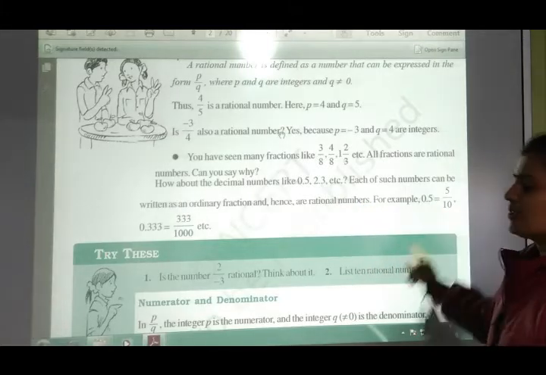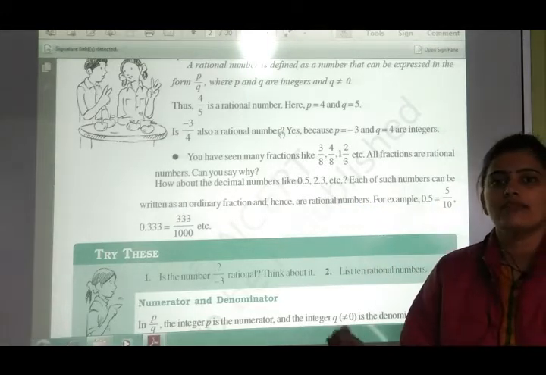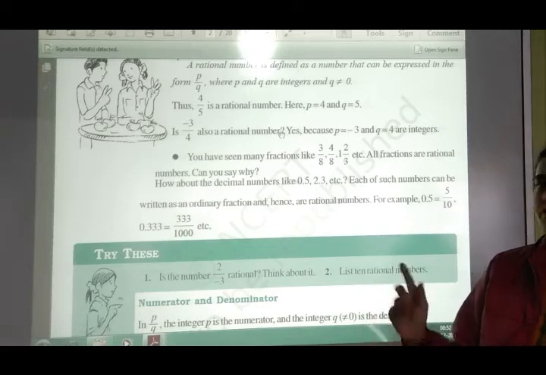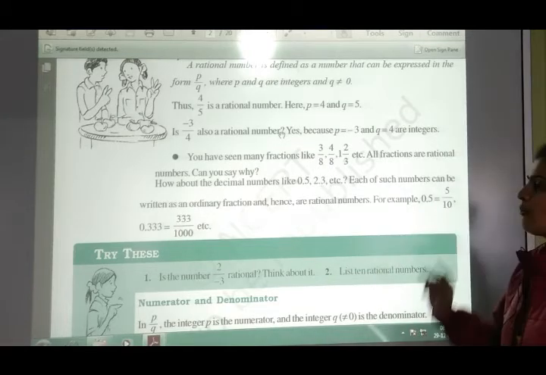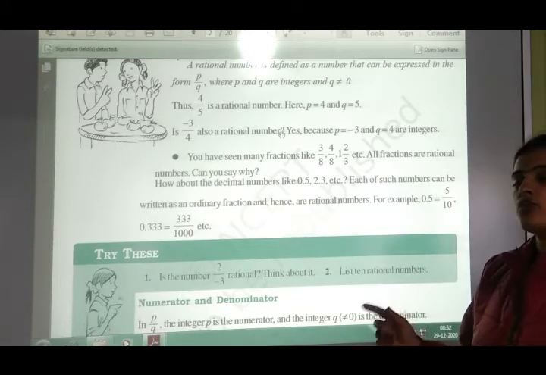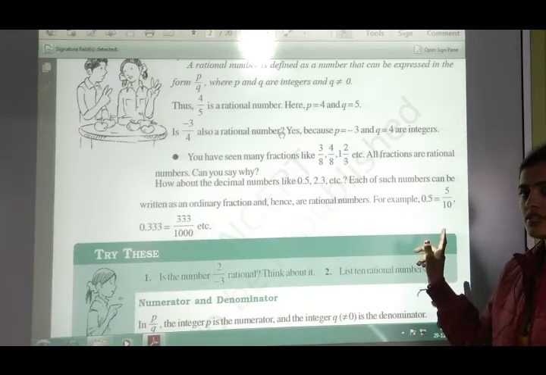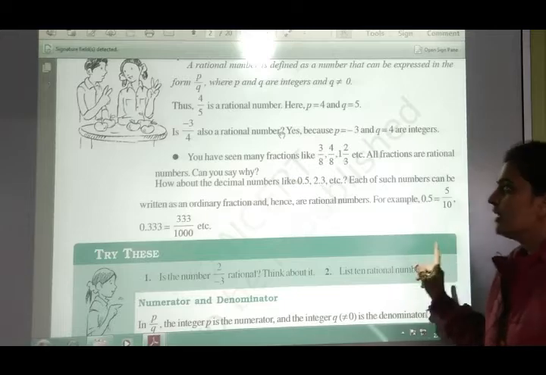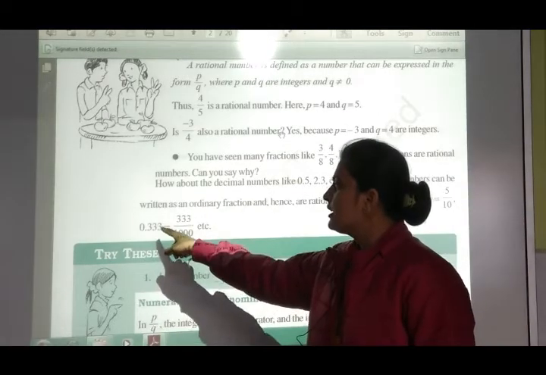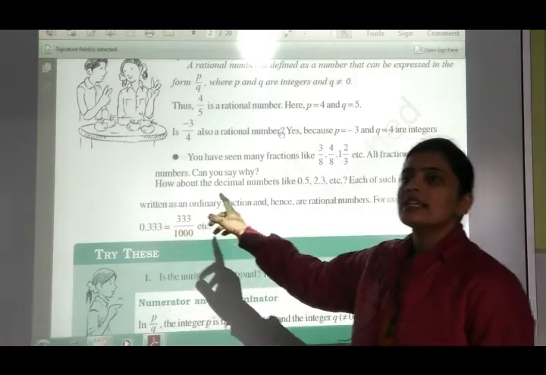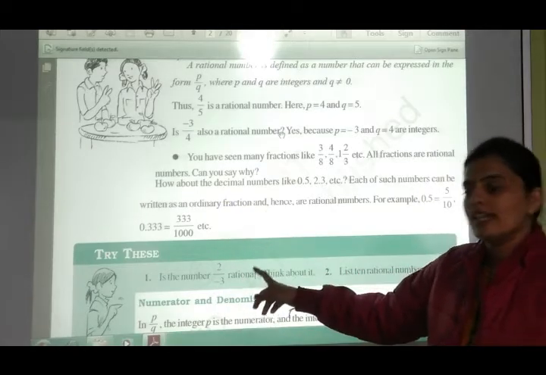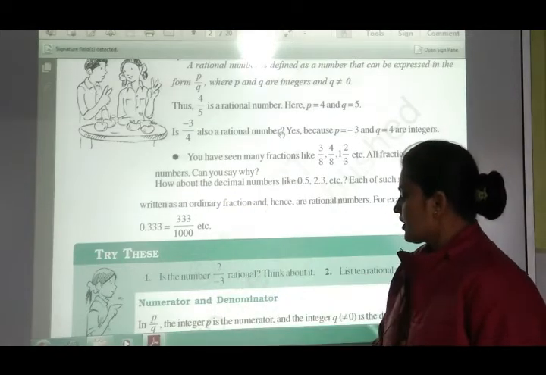For example, here you can see 0.5 can be written as 5 by 10. 5 by 10 is what? A fraction, or it is in the form of p by q, where q is not equal to 0. That means 10 is not equal to 0, so it is a rational number. Similarly, 0.333 can be written as 333 divided by 1000, etc.